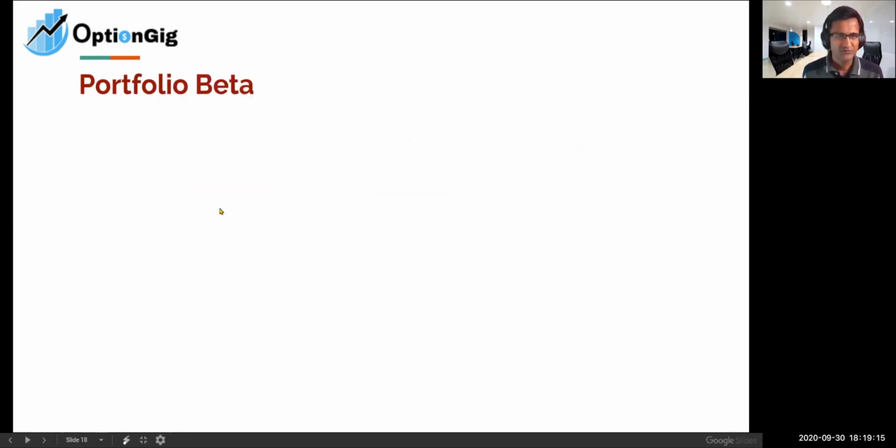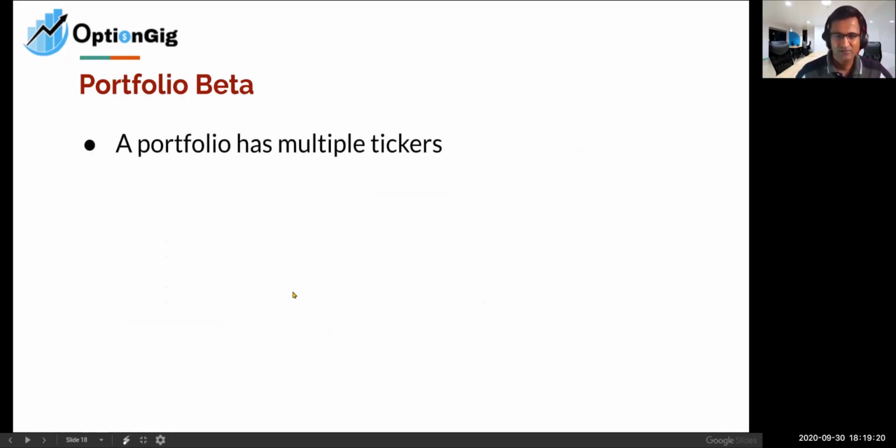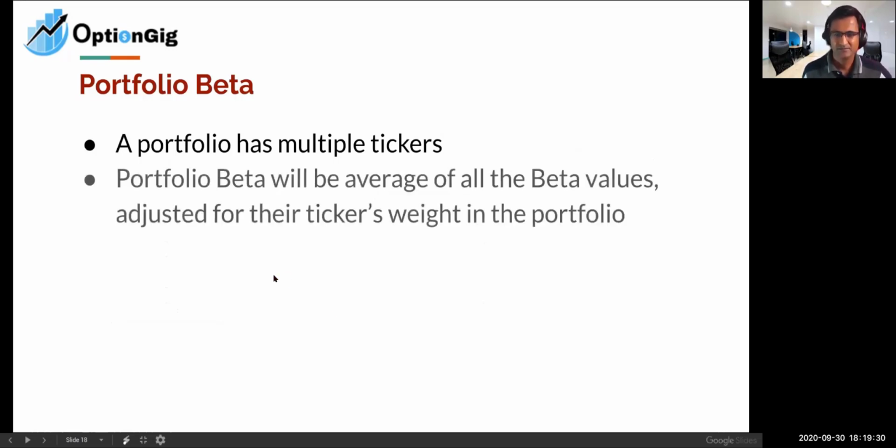Now let's talk about portfolio beta. What would a portfolio beta mean? Your portfolio will have multiple tickers, right? We looked at Facebook, XLU, Align. Your portfolio could have 10, 15, 20, a lot of tickers. If you want to know how your overall portfolio would change if the S&P moves, that's something called portfolio beta.